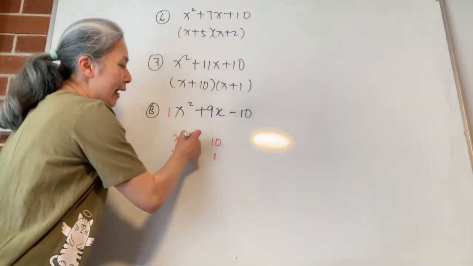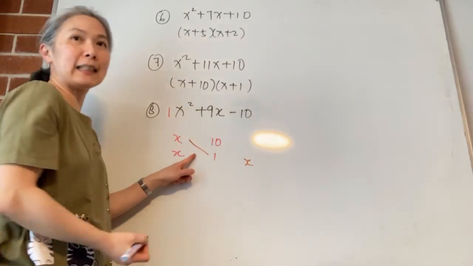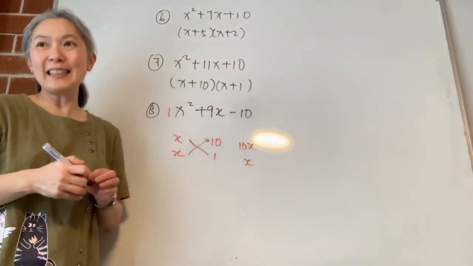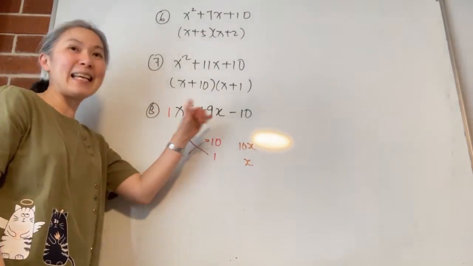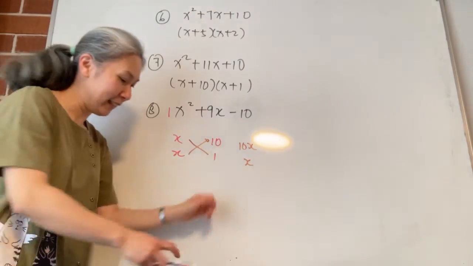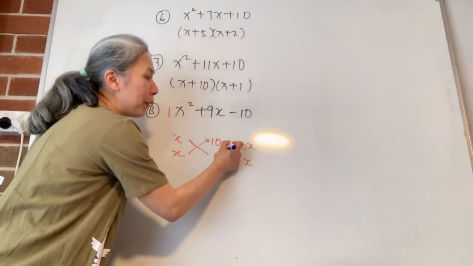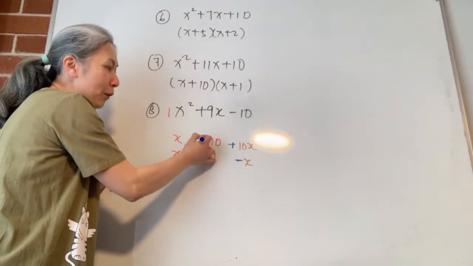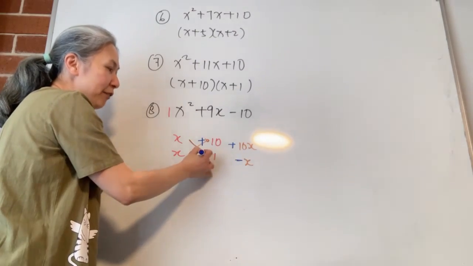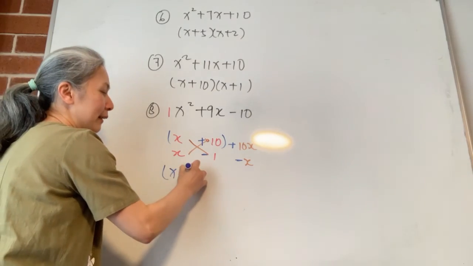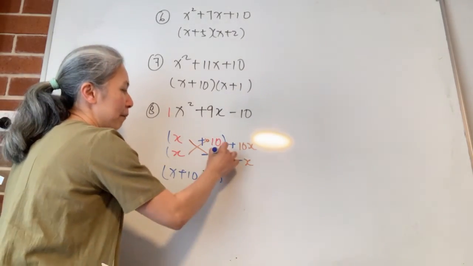So then I do the normal thing. This is an x. I do the normal thing. This is 10x. Yes, now your aim is getting to 9x. 9x, that means I must have 10x minus x. I get to 9x. So that means this is a plus, this is a minus. So remember I said the plus goes into here, the minus has to go into here. So that means your answer is going to be x plus 10, x minus 1.